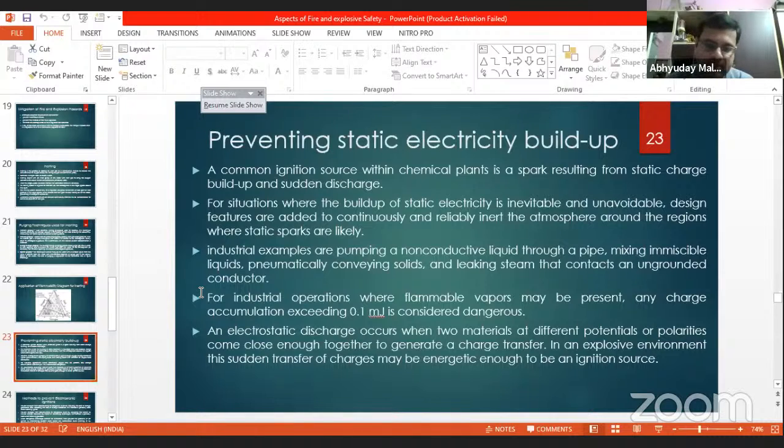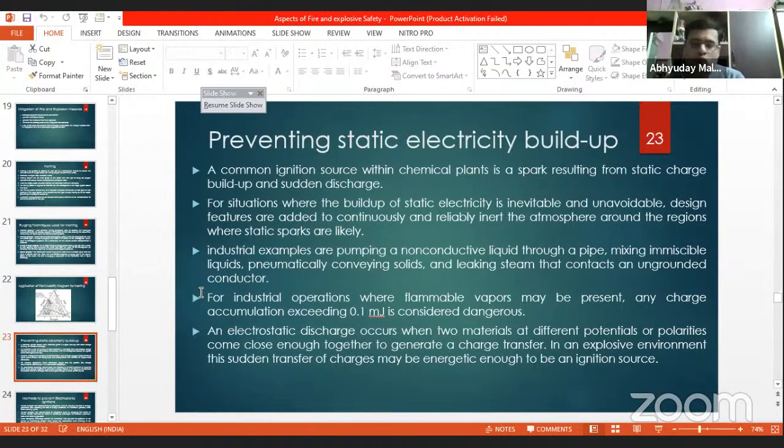If by chance a flammable substance is present near the spark, then that flammable substance can catch fire or it can explode. Whenever in a plant there is inevitable buildup of static charge, we have to design the plant equipment in such a way that continuously the static charge can be dissipated and the atmosphere around the regions where static charge is generated are always kept inert.